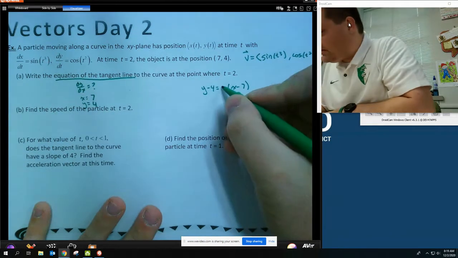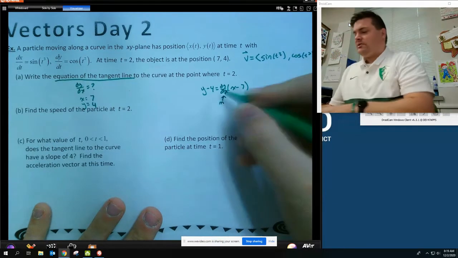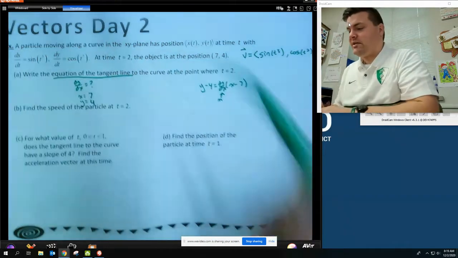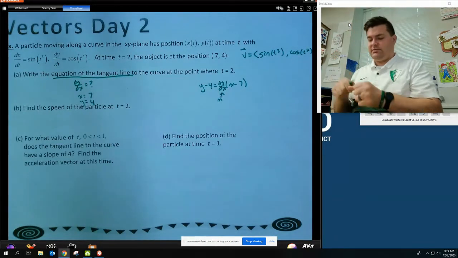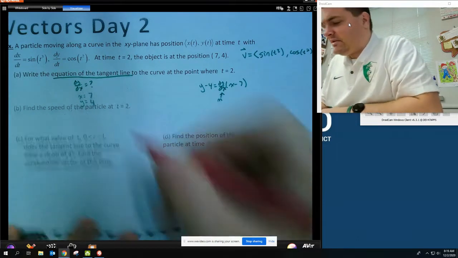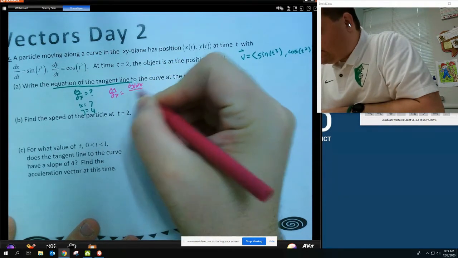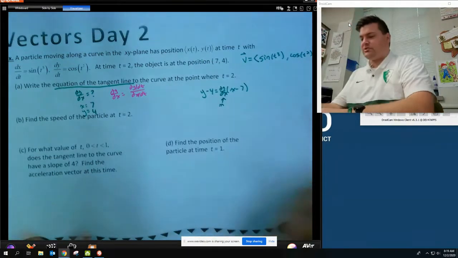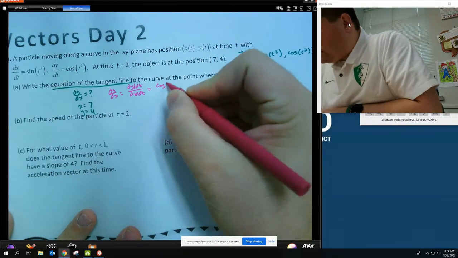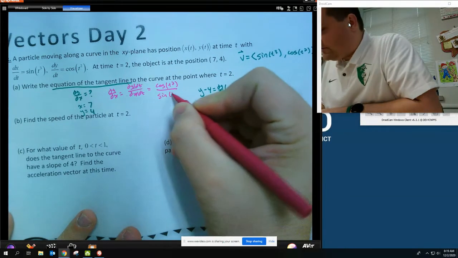I'll write it like this, dy dx, or the slope, whatever you want to think of. So that part was easy. I didn't have to do any calculus for that, really. I just had to read the problem. Now let's go ahead and do the calculus. How do I find dy dx? Well, if you remember, dy dx is equal to dy dt over dx dt, which is something I have here. So this is cosine of t squared all over sine of t cubed.